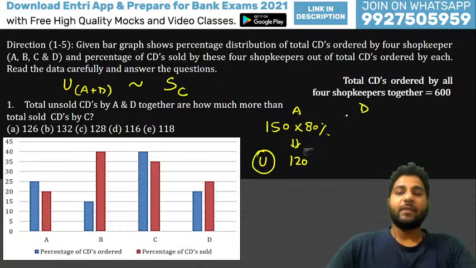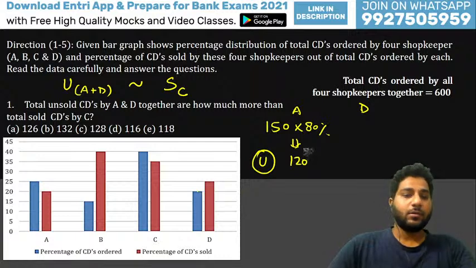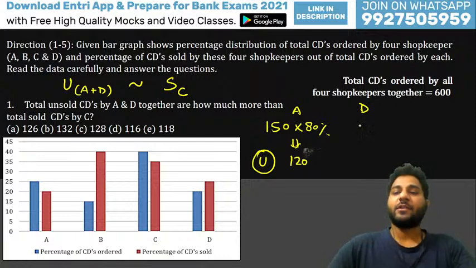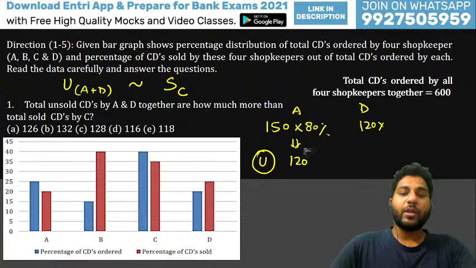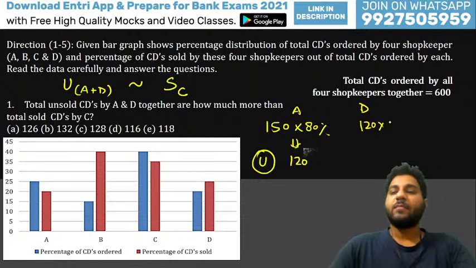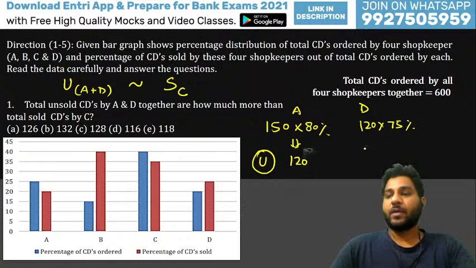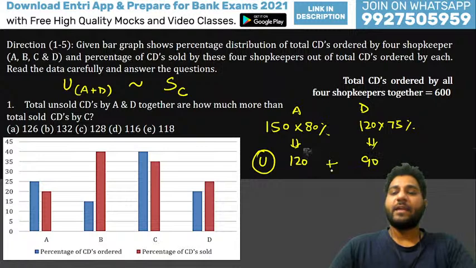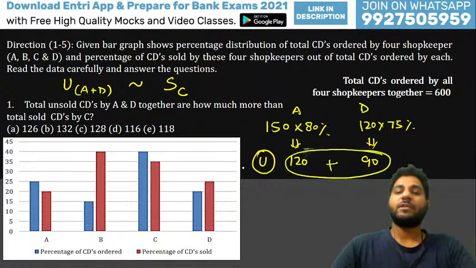And D's data would be, look at this here, D has ordered 20% of 600. That means 120. So of 120, D has sold 25%. That means D must have been unsold with 75%. So D's data of unsold is 90. That makes a total of unsold CDs of A and D's data 210.